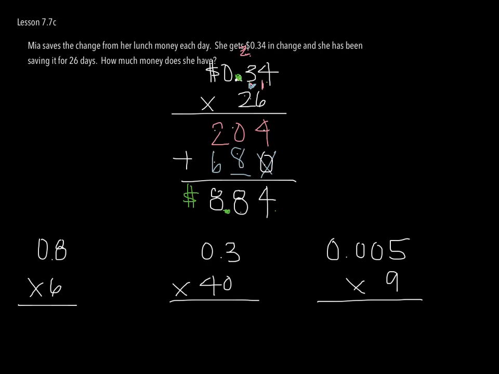Alright, starting with 0.8 times 6. 8 times 6, normal multiplication first, is 48. Okay, and then 6 times 0 is 0. Now I probably shouldn't make all these dots here. Maybe I'll make my decimal points in green so we don't forget them.